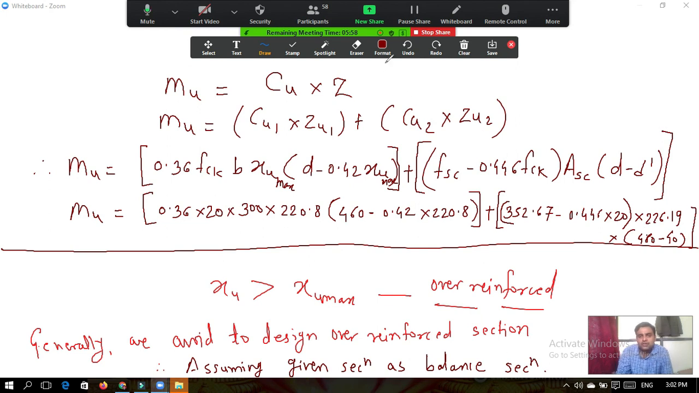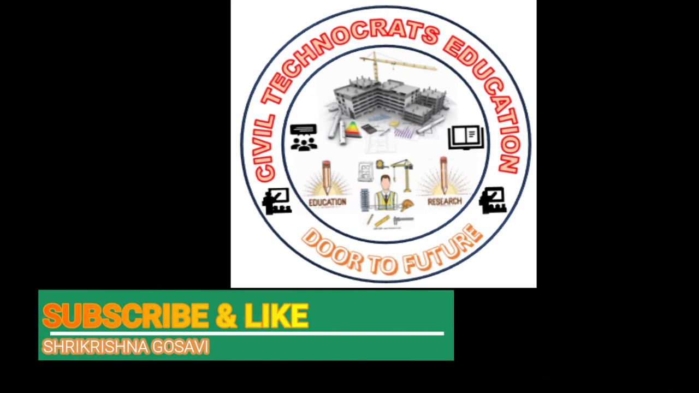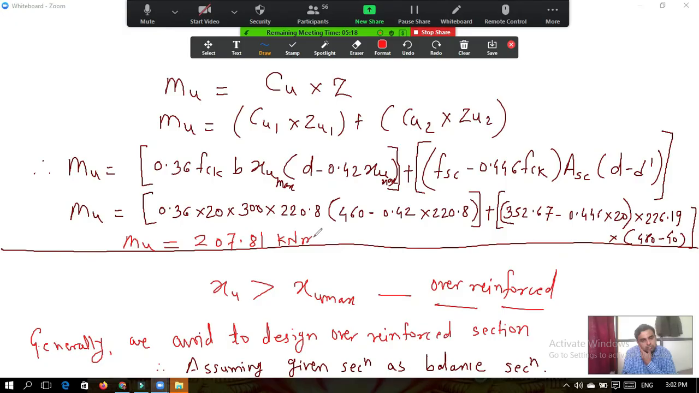So solve this bracket now, all the quantities, and let me know the value of MU, the final answer. What is the answer? So I think this is the answer. You check whether it is correct or wrong. Correct. Okay. So in this way we have solved the problem.